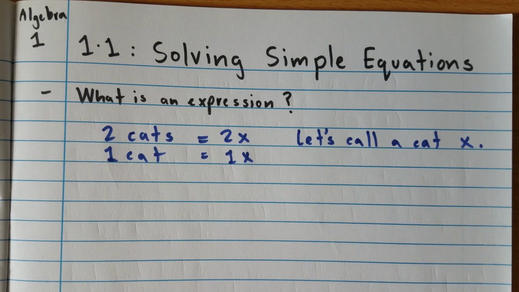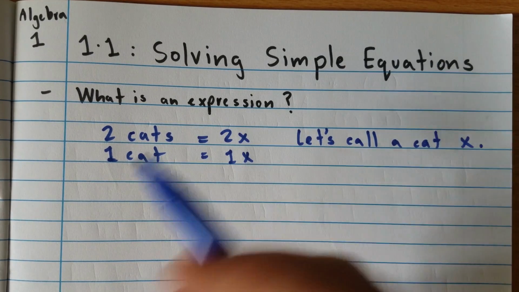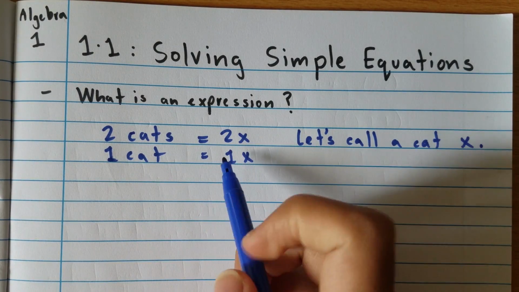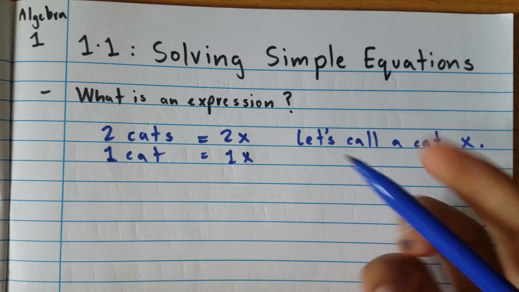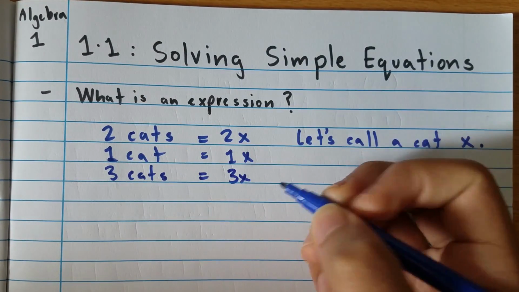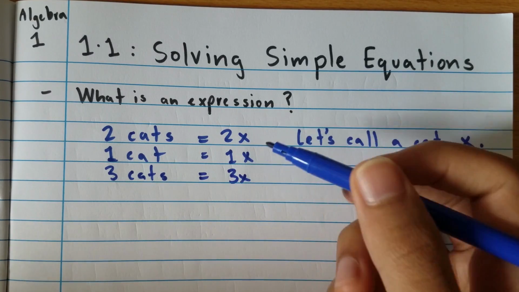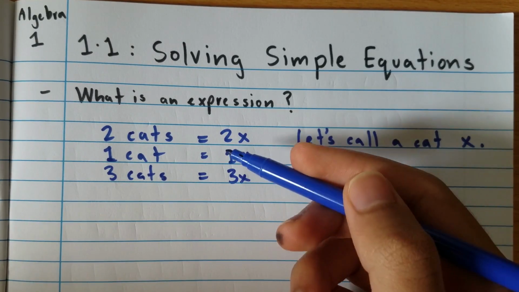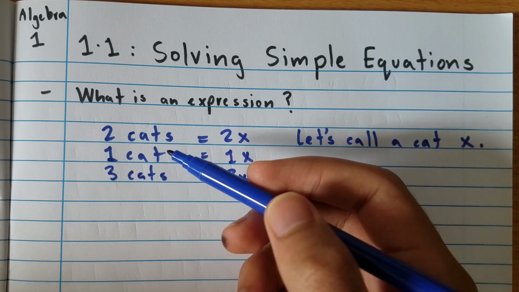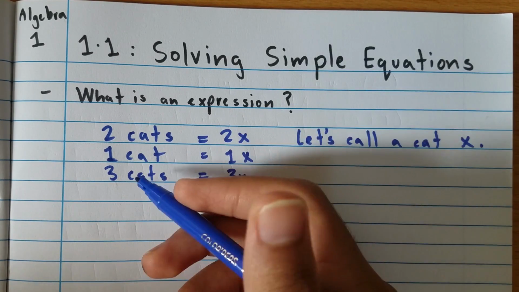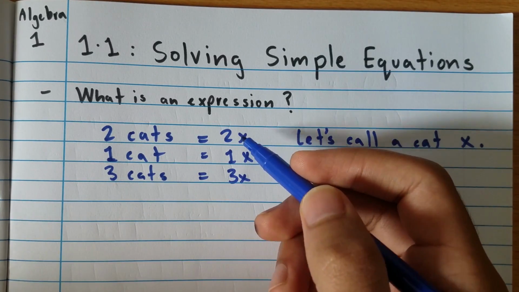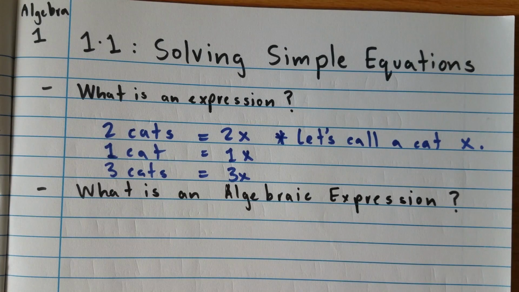Okay, so we know that we're calling a cat x. So if a cat is x, then one cat is 1x, and therefore two cats is 2x. Similarly, 3 cats would equal 3x. So we're just defining something based on something which is not actually a thing that exists in math. We're just using real world examples like objects in our lives. Like your pet may be a cat. If you have 2 cats in your home, then you have 2 x's, because we're calling a cat x.